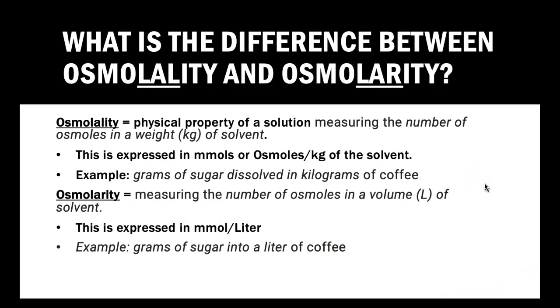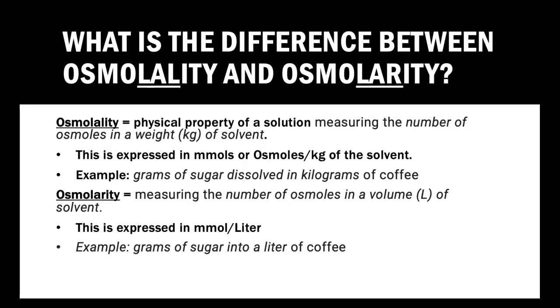Okay, so now let's get into our actual osmolality and osmolarity terms. Our osmolality, the difference here is going to be that we are measuring the number of osmoles in weight. So we're using kilograms of the solvent. This is sometimes expressed in millimoles or osmoles per kilogram of a solvent. An example would be the grams of sugar that we dissolve in kilograms of coffee.